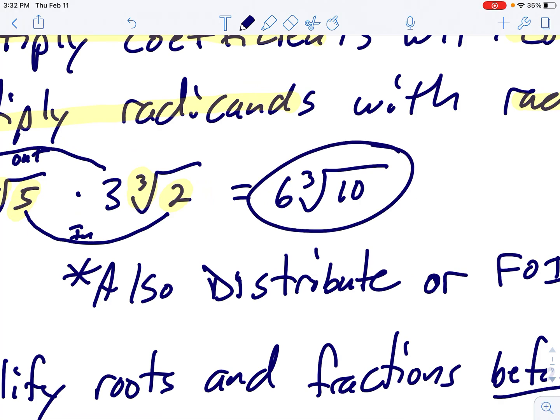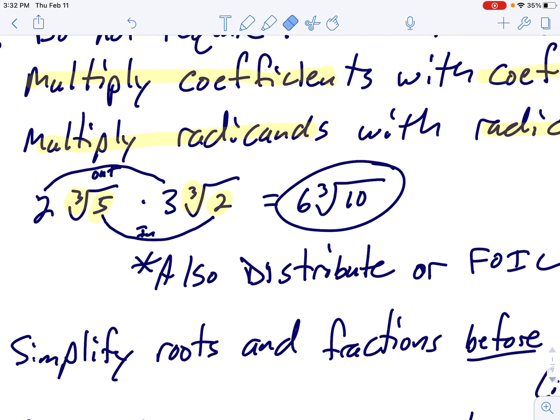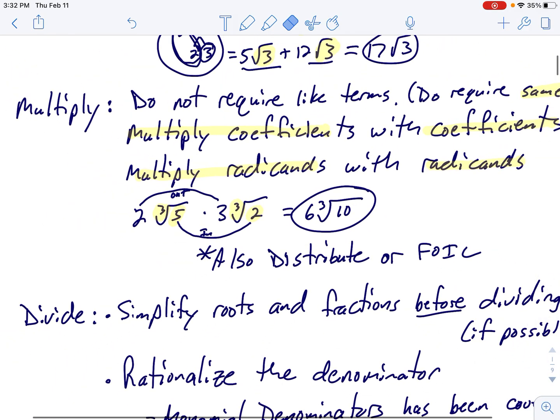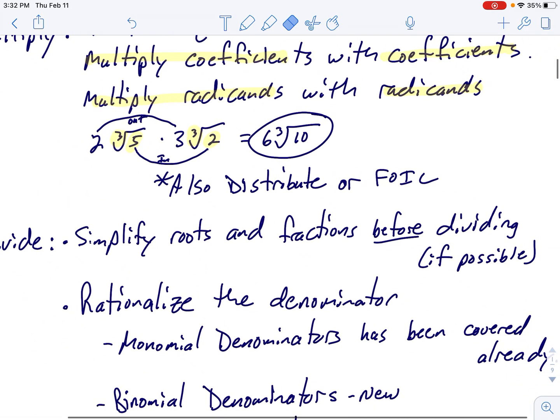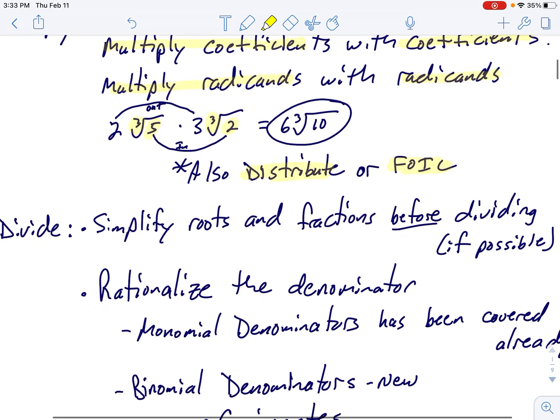And then that's your answer. Unless you're able to break this down and simplify it, but 10 really doesn't do anything. You won't gain much ground there. So we'll just call this 6 cube root of 10. Also with multiplying though, you can expect to see the distributive property and the FOIL method. That's going to come up.